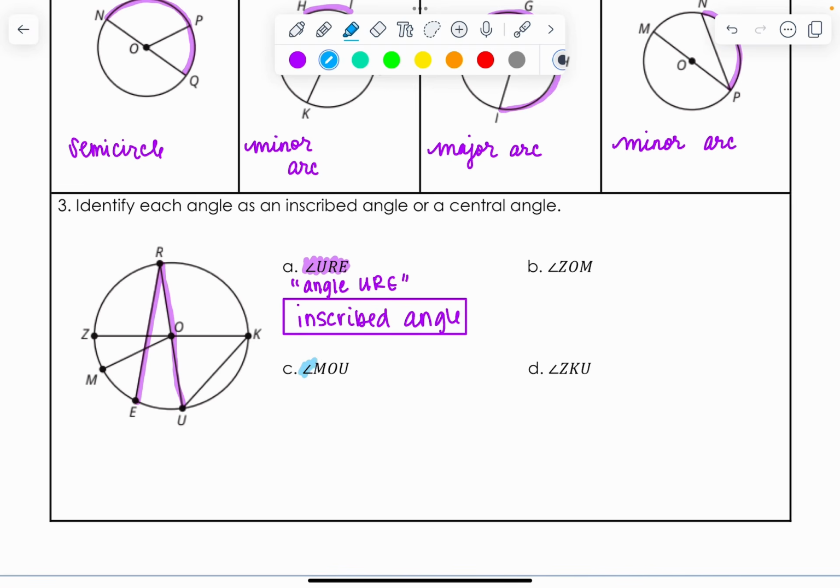All right. I'll just go to C instead of going to B because I feel like it. Angle MOU. And again, that's an angle symbol in front. Well, as you can see, it stops at the center. So the vertex is at the center. So that's a central angle.